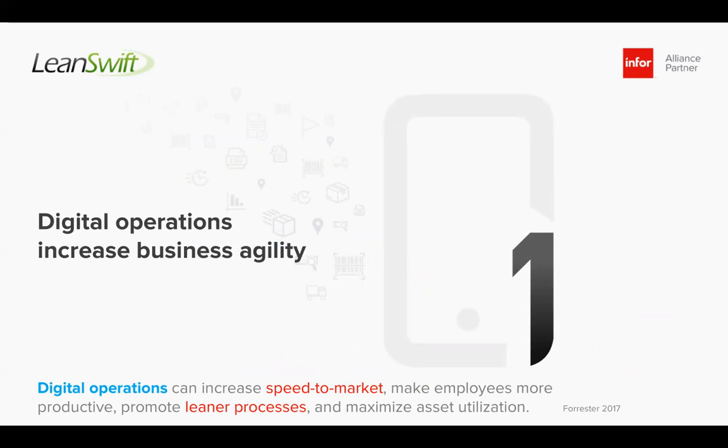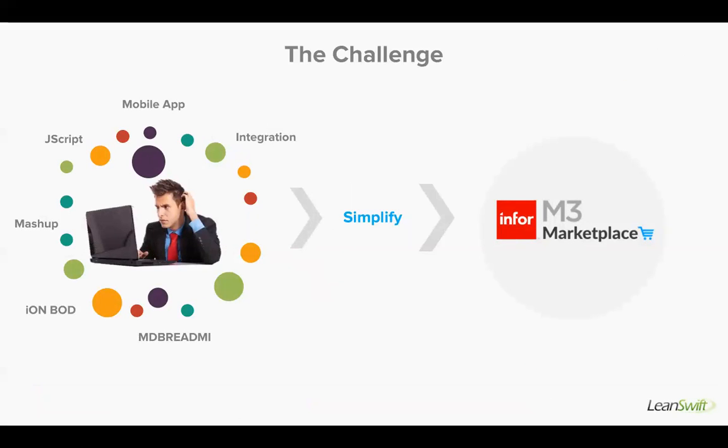And when it comes to digitizing your business, the number one thing that we'd like to focus on is agility. All of us need to become more agile. We need to increase speed to market. We need to make our employees more productive. We need more lean processes and to maximize our utilization of our assets. And everything that we do digitally is going to make it easier for us to be more agile.